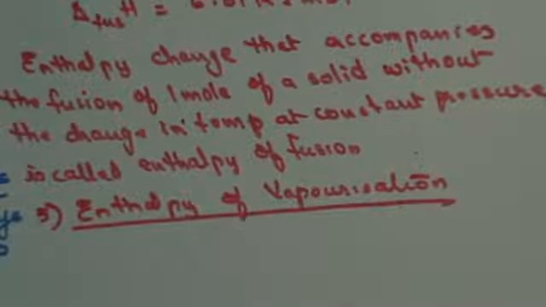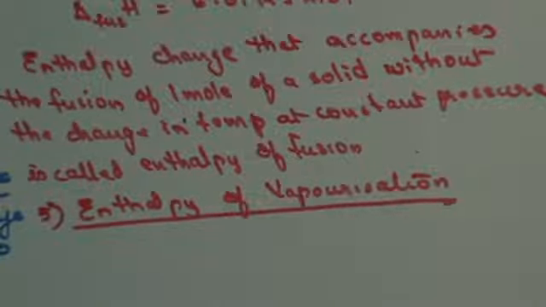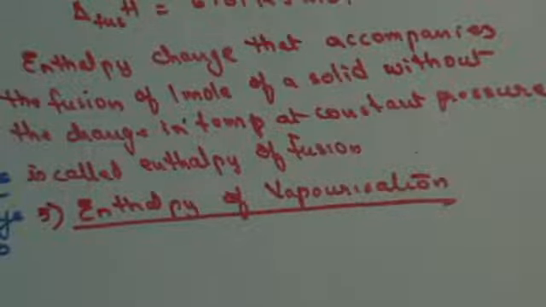Enthalpy of vaporization. Suppose I have 1 mole of water at constant temperature and pressure, then how much heat should I give it so that I get 1 mole of gas? That would be my enthalpy of vaporization. It is nothing but the enthalpy change that accompanies vaporization of 1 mole of liquid at constant pressure and temperature. Right?